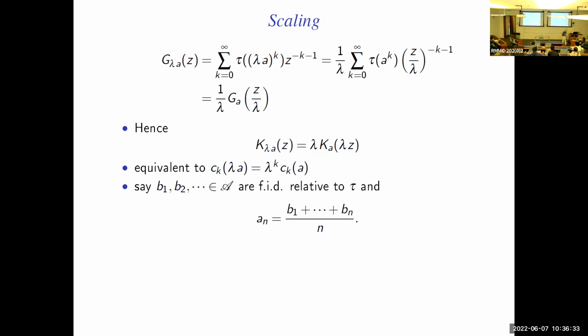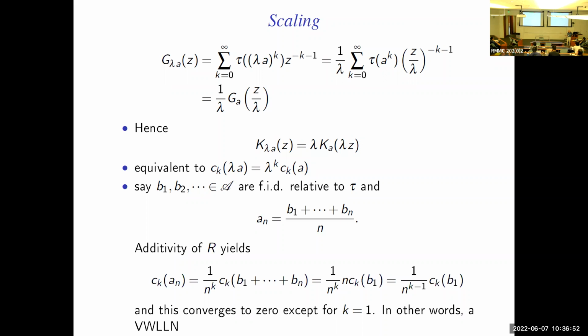Okay. So now let's see what we can do with this. Suppose that you have a sequence b_1, b_2, and so on, which are free and identically distributed, FID for short, and denote by a_n the averages of these variables. Let's see what we can say about these variables. The kth cumulant of a_n is 1 over n to the k times the kth cumulant of b_1 plus b_2 plus and so on up to b_n. That's the scaling property that applies.